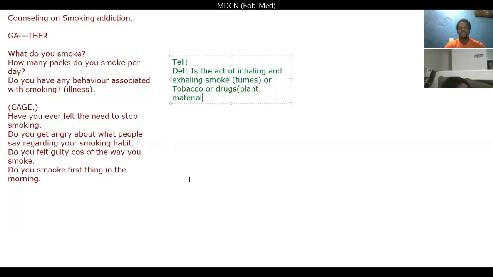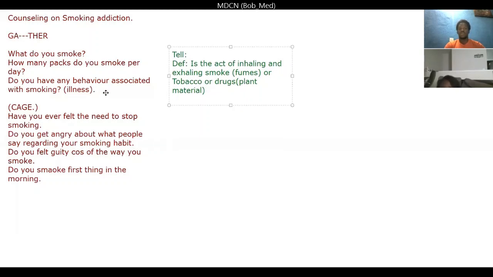I even learned some people even smoke tire. You are aware of that, doctor? Yes, people smoke tire. People smoke a lot of things. Rubber. Yes, the rubber from tire. So that's why it's important to ask what the patient smokes. So you want to explain to the patient smoking is the act of inhaling and exhaling smoke or fumes or tobacco or drugs, anything.